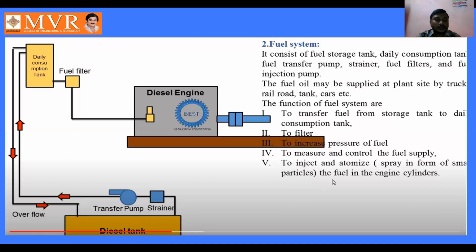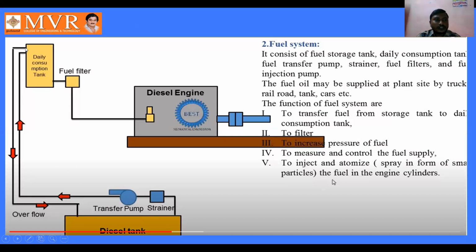From this diesel tank we are going to collect into the daily consumption tank. For supplying to the daily consumption tank, we are using here the strainer as well as the transfer pump for sending the diesel from the diesel tank to the daily consumption tank. When an excess amount of diesel has been collected in the daily consumption tank, it is going to be reversed into the overflow.